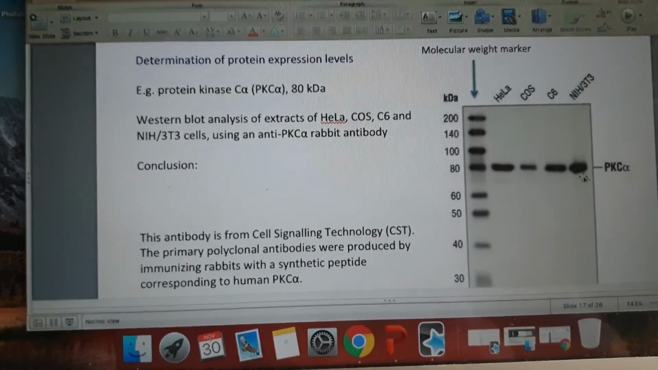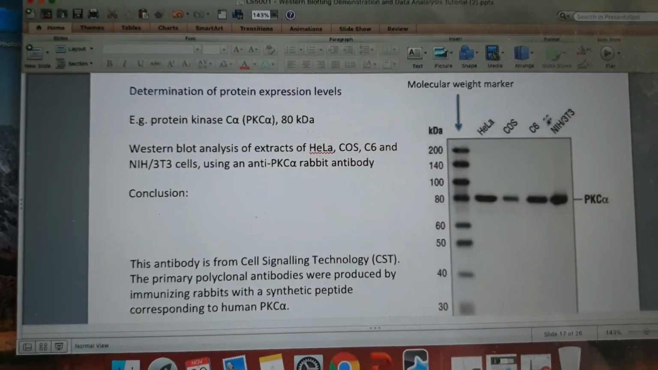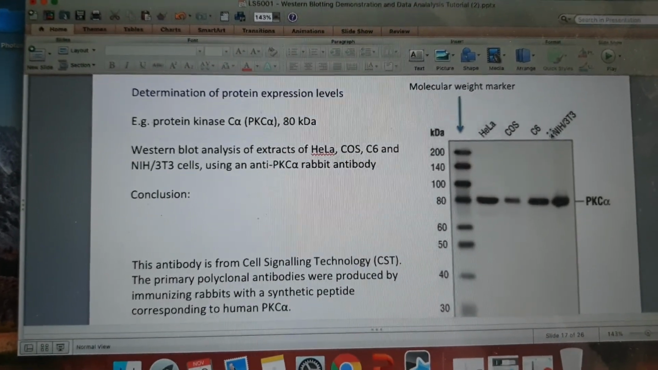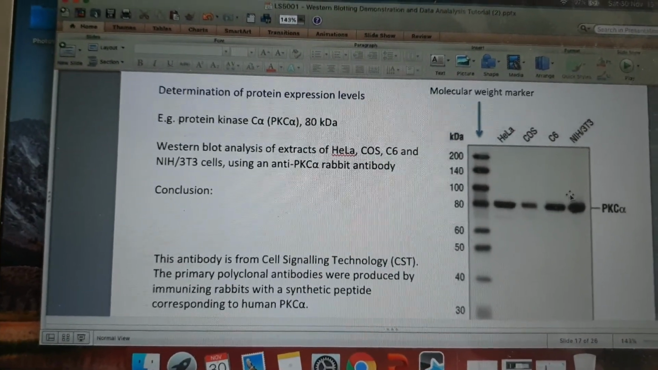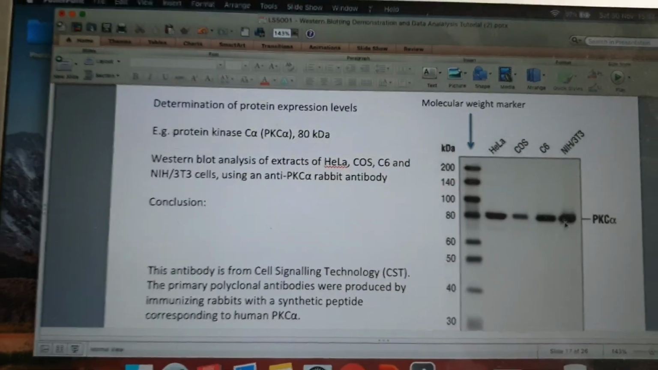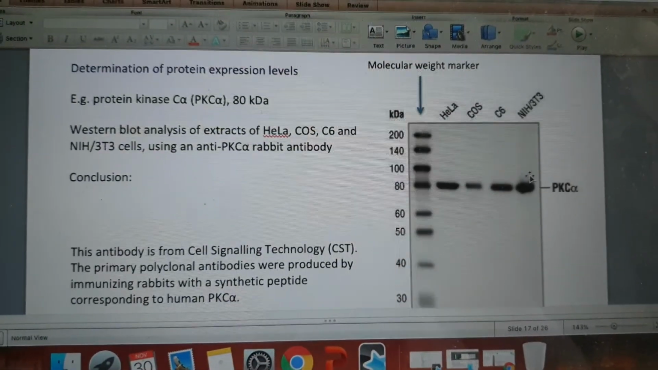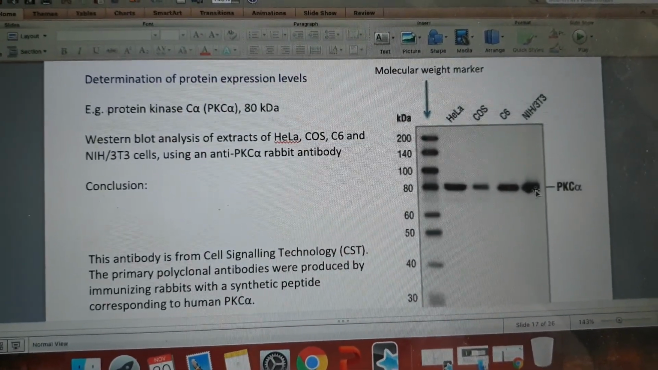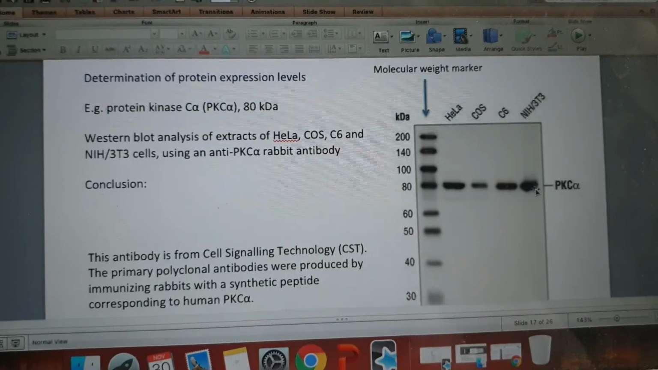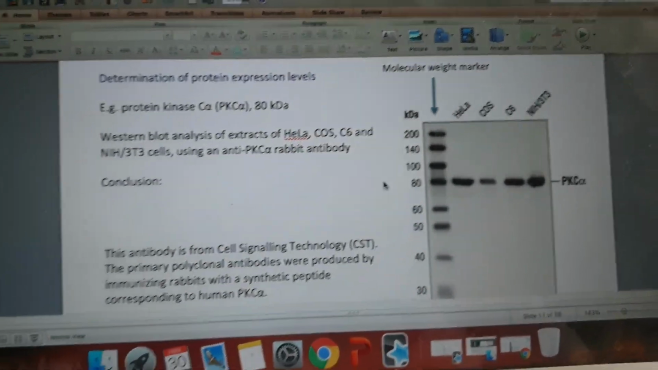And finally, we can conclude that the NIH3T3 cell line has the greatest amount of protein kinase C alpha within it, and that's represented by the large mark at 80 kilodaltons.